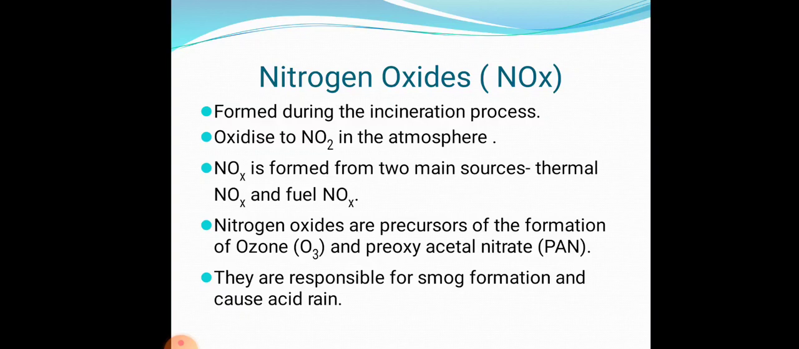Nitrogen dioxides are important because they participate in several processes in atmospheric chemistry, and they are also precursors of the formation of ozone and PAN, peroxyacetyl nitrate. These photochemical oxidants are responsible for smog formation, and they also cause acid rain.